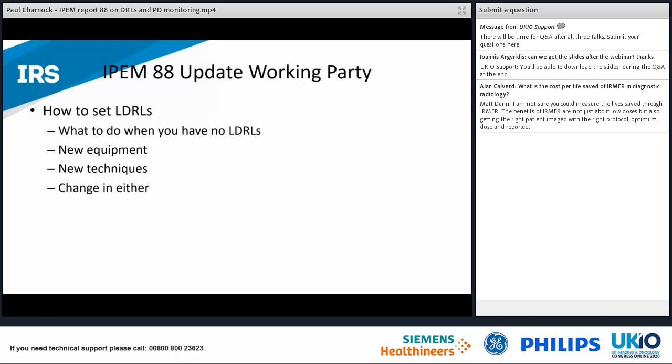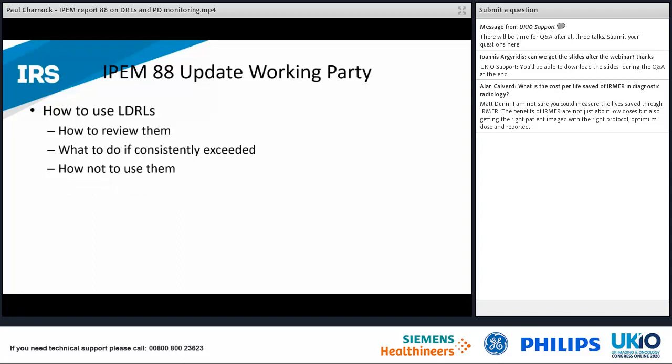What do you do when you've got no previous LDRLs to compare to? What if you get new equipment, or you decide on a new technique, or there is a change in either equipment or technique? How do you compare to national diagnostic reference levels? What do you do if there are no national diagnostic reference levels?